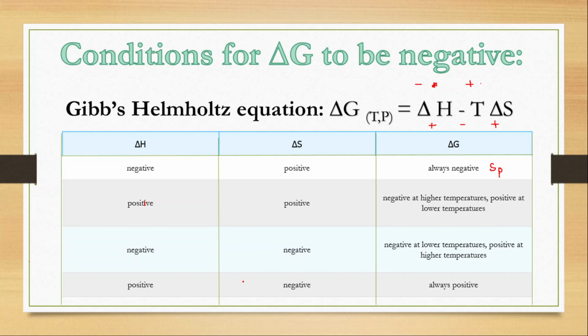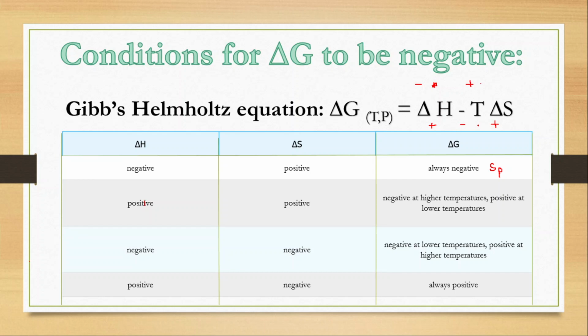Clear? Next one. So delta H is positive and delta S is negative. Delta H if it is positive, like that only. Delta S is negative. So negative into negative.